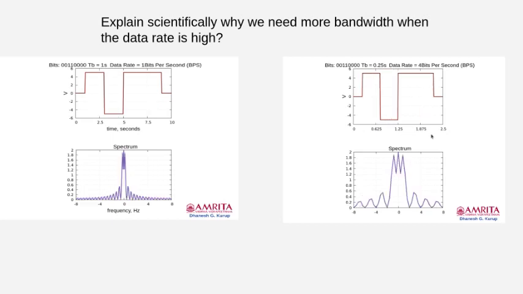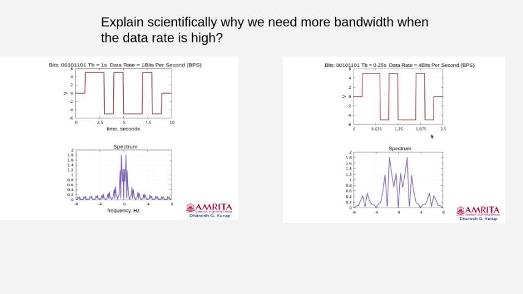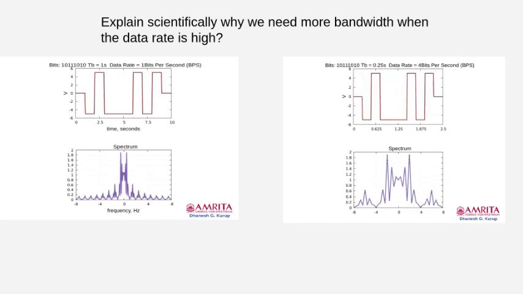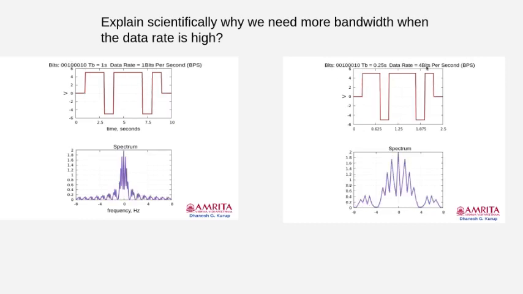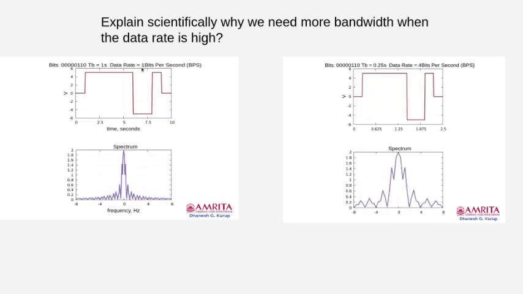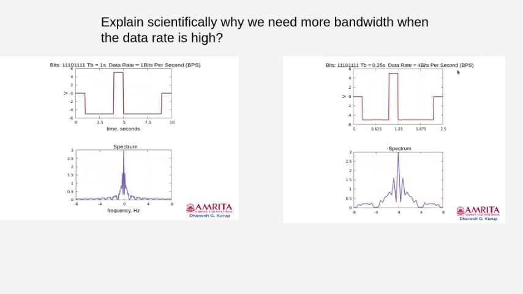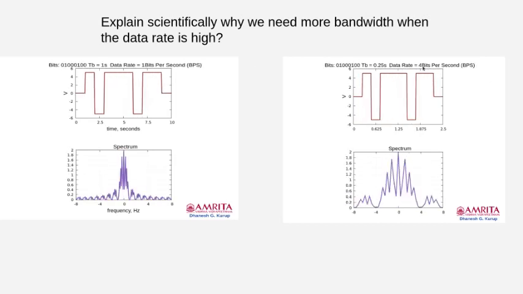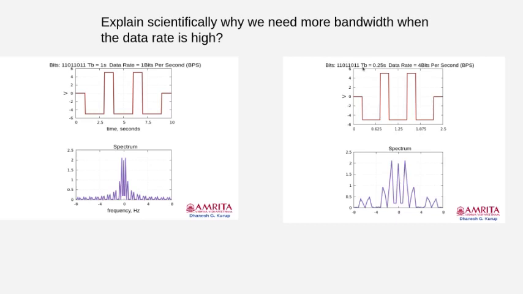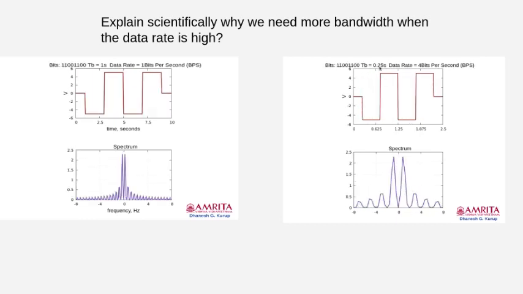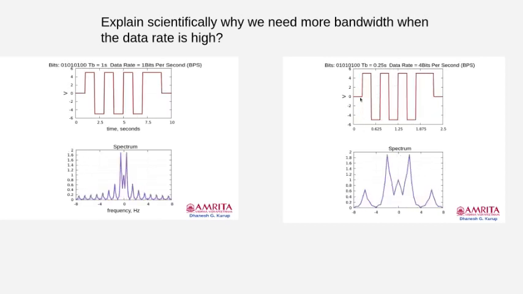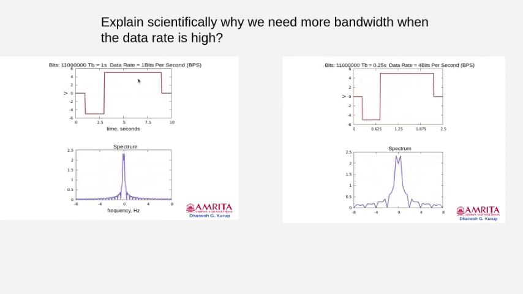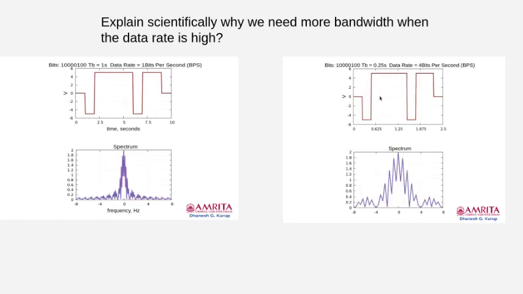You are sending more bits in 1 second. Why? Because the bit time is small. In the left side picture, we have 1 bit per second, and in the right side picture, we have 4 bits per second. The reason why it's 4 bits per second is because the time duration of 1 bit is 0.25 seconds. Now, what is the consequence of this when the time duration decreased or the data rate increased?